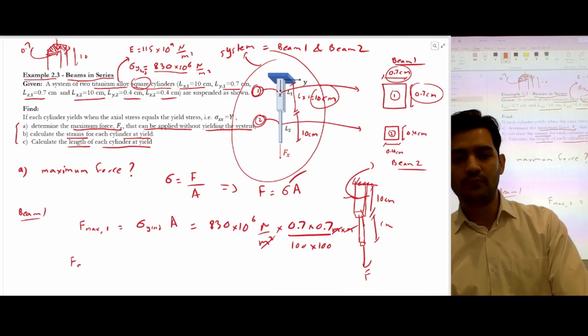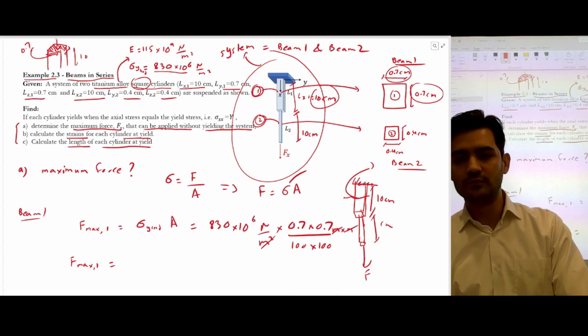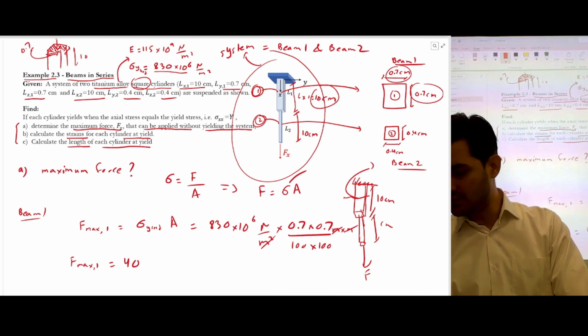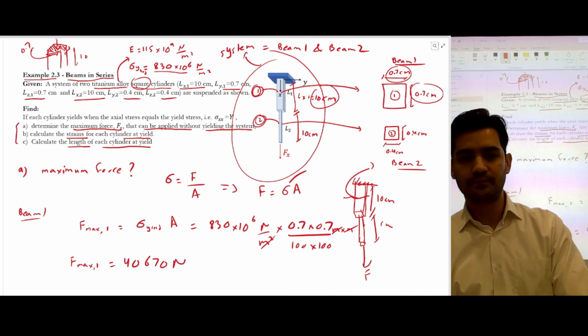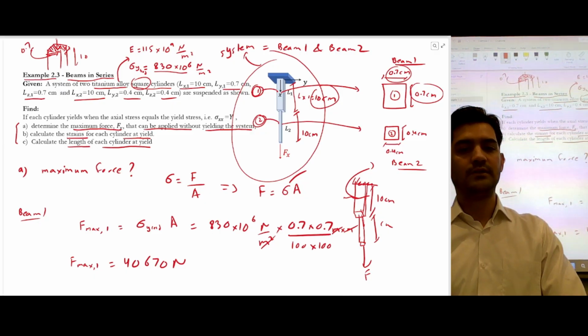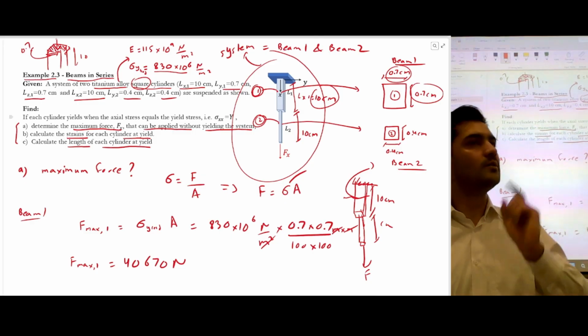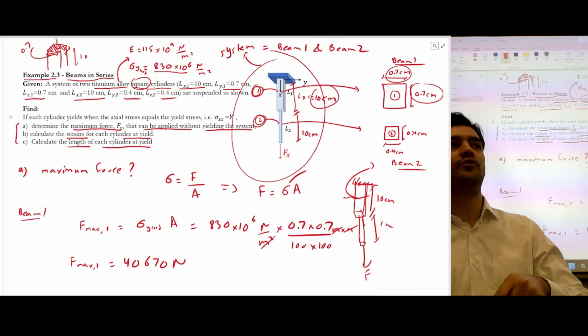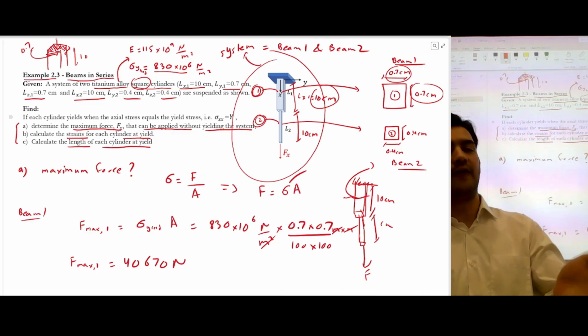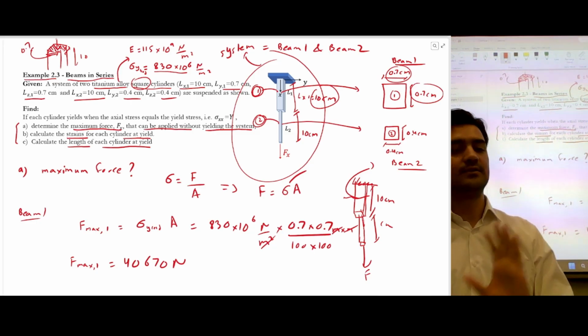So the maximum force for beam 1 would be equal to 40670 Newton. So if you apply this much amount of force, the system will almost yield. So you cannot apply force more than this, because then you will have permanent deformations. So that's the maximum force you can apply.